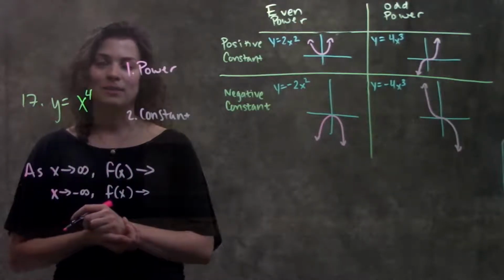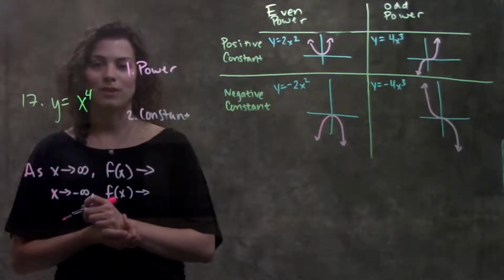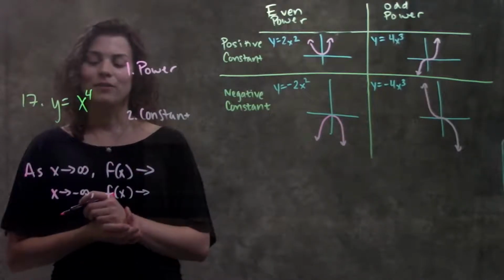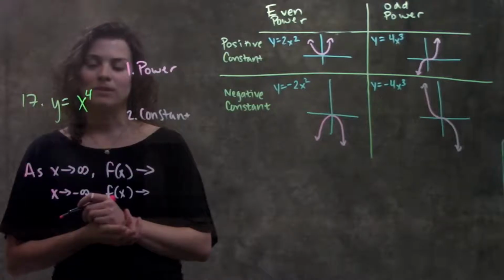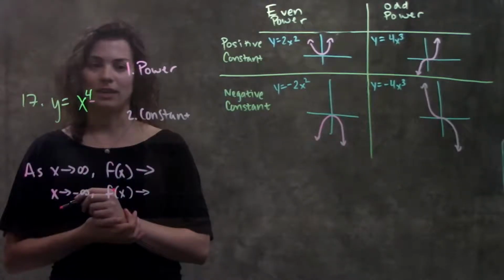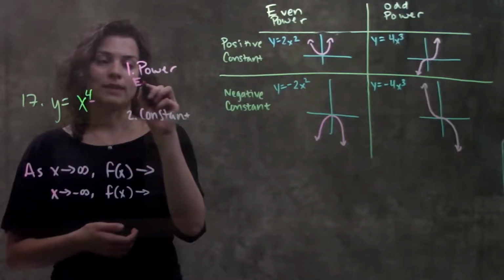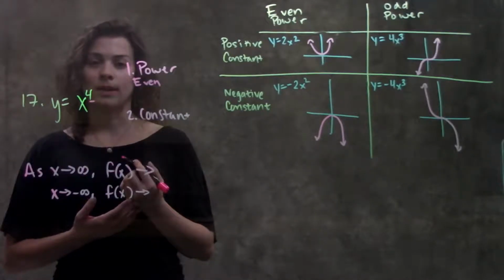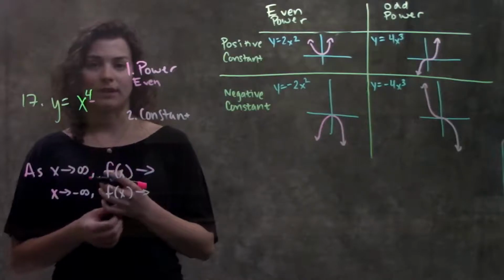Number 17 tells us we have the function y equals x to the fourth. And we're determining the end behavior of the function. So the first thing that we're going to look at with these types of problems is the power of our function. In this case, our power is even. So we can plug in numbers and see what kind of output we will get. Will we get a positive or a negative value?